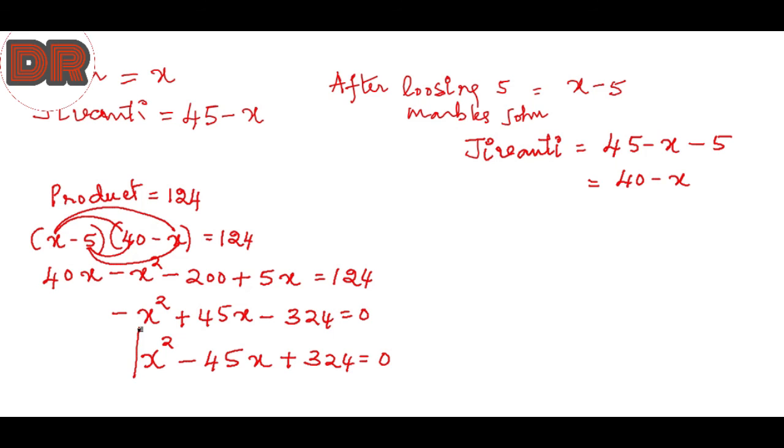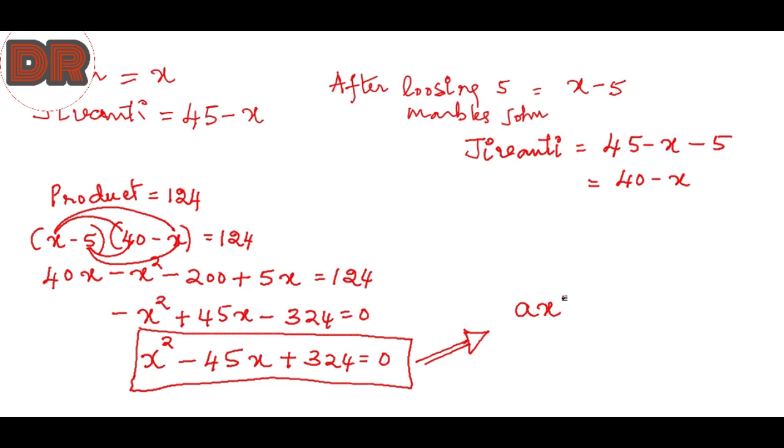So this is the expression we get at the end, the final mathematical model for the given statement. This is in the standard form of a quadratic equation, ax square plus bx plus c is equal to 0, and you can see here a is equal to 1, b is equal to minus 45, and c is equal to 324. So this is how we formulate a quadratic equation from the given statement.